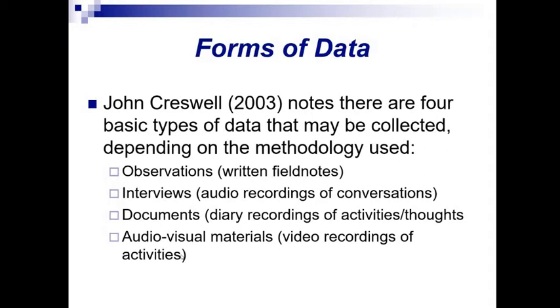The third one is documents. You would actually see researches now that make use of documents. Examples of this would be diary recordings of activities or thoughts. So there are researches that make use of journals in investigating the thought patterns or the emotions that are expressed by their participants in a diary or in a journal. Okay, so documents can be used as a form of data for qualitative research.